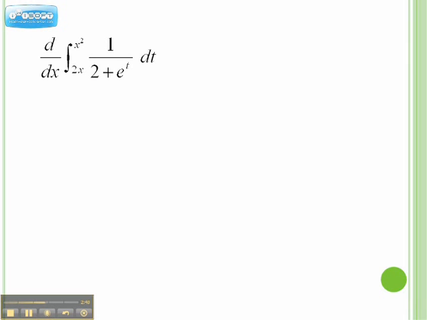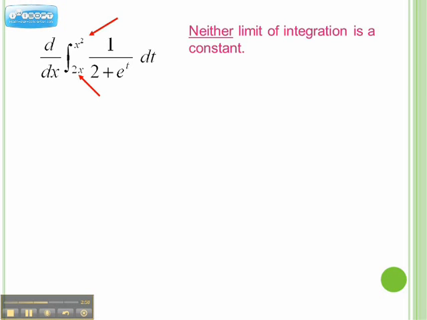Alright, this one is another one that's a little bit different. Now we have a variable on both the top and the bottom in terms of my limits. So let's go through and just talk about it. Neither limit of integration is a constant. So what we can do is we can actually split the integral into two parts.